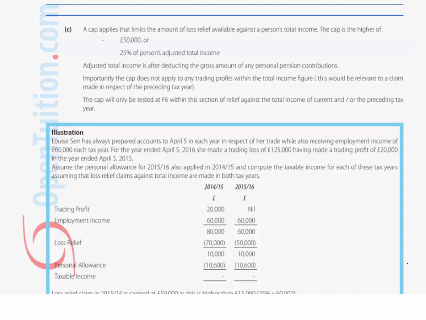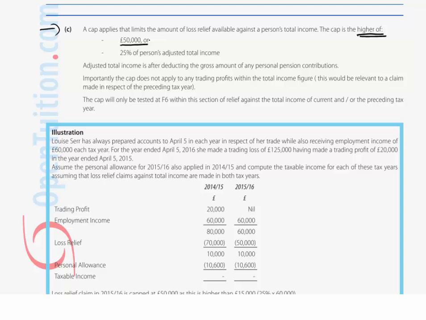Again, it is unlikely that for most taxpayers this cap would ever be applicable. But of course, we're dealing with examination questions, and now objective testing questions, so any individual points of detail may be tested. So let's have a look at how this works. In our Chapter 7 notes, Section 4, Part C, a cap applies that limits the amount of loss relief available against a person's total income to the higher of, not the lower but the higher of, £50,000. So at least £50,000 would always be available.